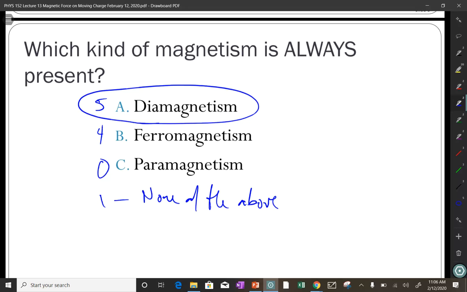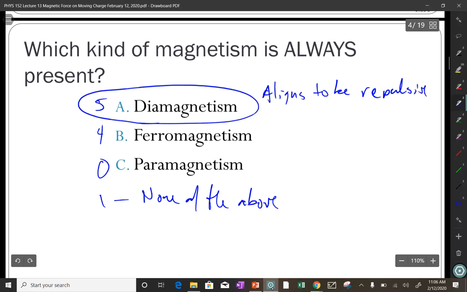Ferromagnetism, if I bring a magnet close, it's going to react strongly. They're going to orient so that it's attractive. Diamagnetism, if I bring it closely, it's going to react weakly and orient so it's repelled. Paramagnetism, it will react weakly and attract. So those were the 3 different options. They all have to do with magnetic materials aligning, and diamagnetism aligns to be repulsive. And this is present in all materials.